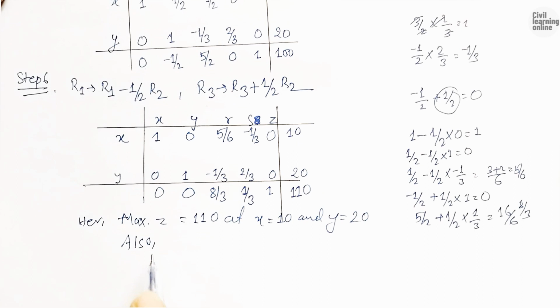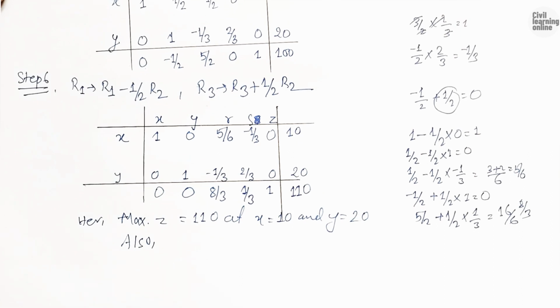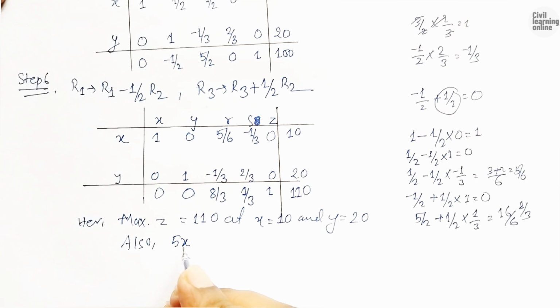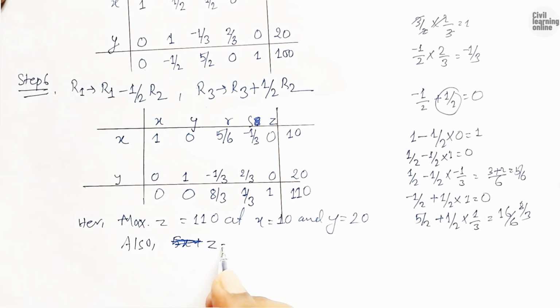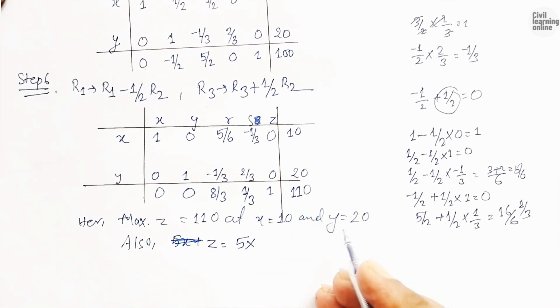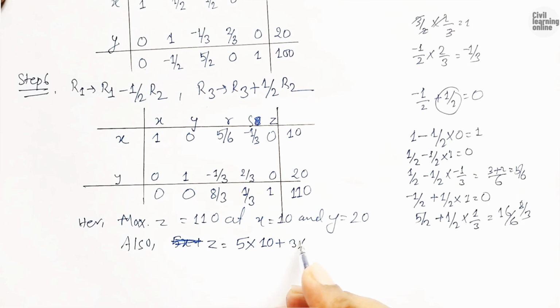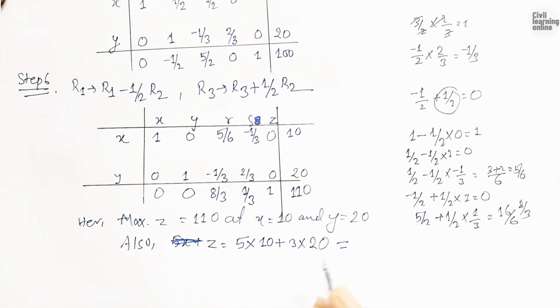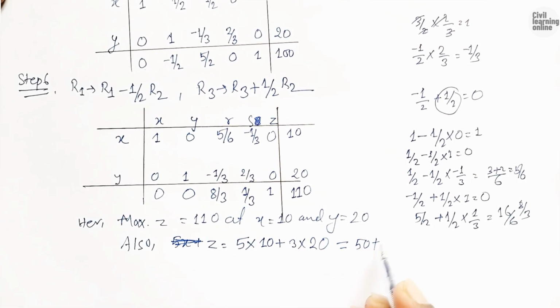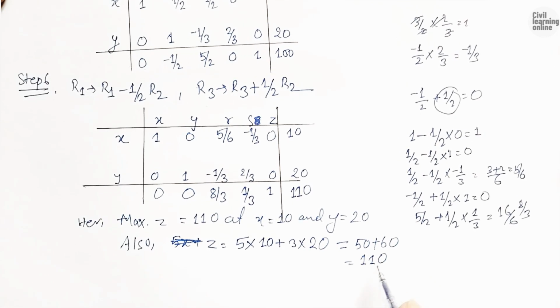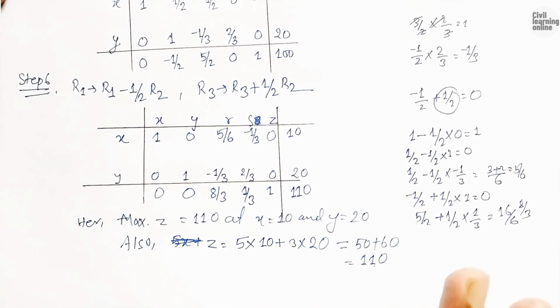Also we can apply a check. We had the equation Z equals 5x plus 3y. In place of x we write 10 plus 3 times 20, which equals 50 plus 60 equals 110. So this answer matched, which means our solution is right.